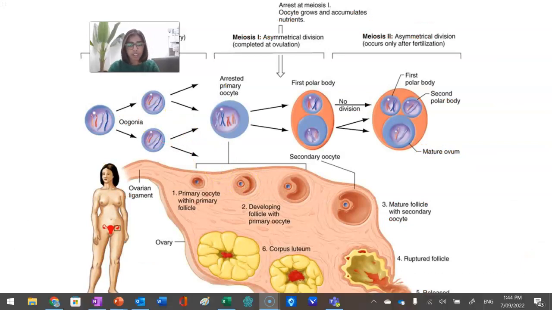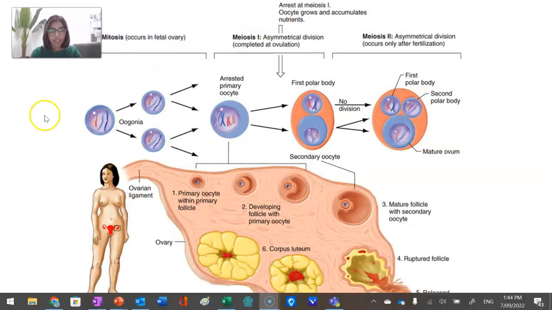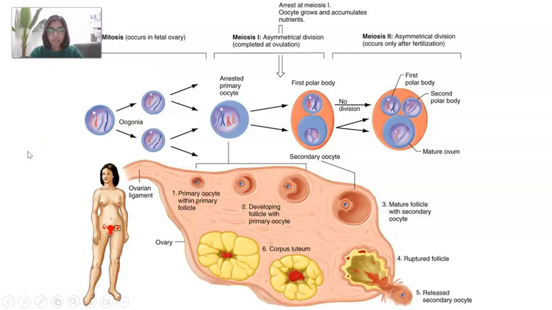Alright, so now we're going to start looking at the ovarian cycle. In this diagram we're just looking at what occurs. Before birth, while you are still in the womb, if you're a female, we have the oogonium, which is the gamete mother cell, and it undergoes mitosis. At mitosis it produces more oogonia, and this occurs during the fetal phase of development.